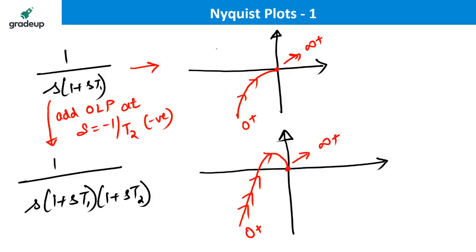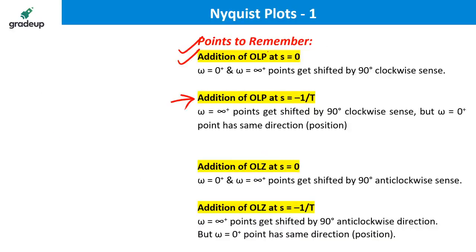Okay, what is the effect? See, 0 plus is in the same direction towards the negative y-axis. This is negative y. This is also in the negative y. So 0 plus is in the same direction. But if you look at the infinity plus, which was closing, we were diving into the origin along the negative x-axis, and now we are diving into the origin here along the positive y-axis. So that is a 90-degree shift in the clockwise direction, but only to infinity plus. 0 plus is in the same direction.